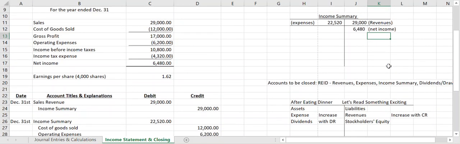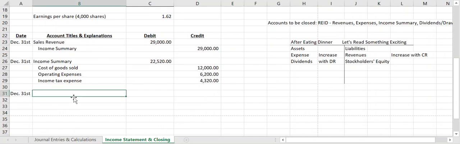Income summary is also a temporary account. It's only ever used during the closing process, and we have to actually close out that account as well. So if it has a credit balance of $6,480 and we want to make it zero, we're going to have to debit that account to close it out. So we are going to debit income summary for $6,480.